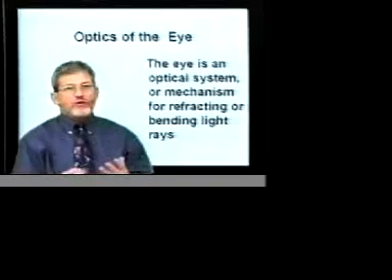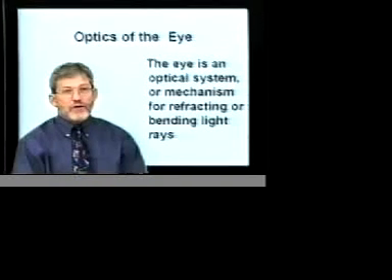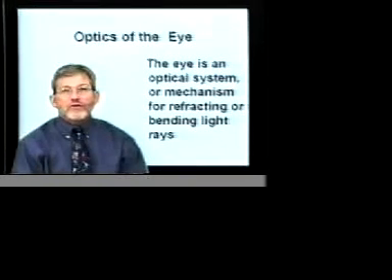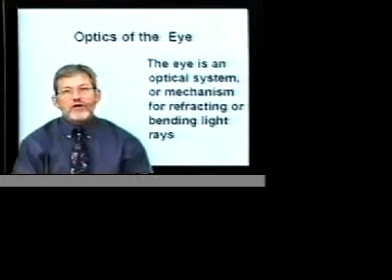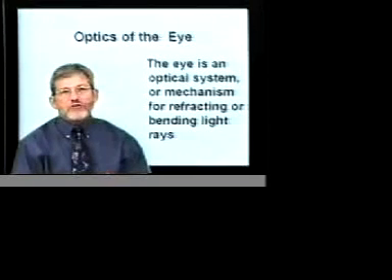So, we now want to talk about the optics of the eye. We begin by acknowledging that the eye is in fact an optical system. It refracts light, or bends light. You're going to hear me use the term refract, refraction, refracting. I'm going to be using that a lot in the next hour or so. And basically all that word means is the bending of light rays.